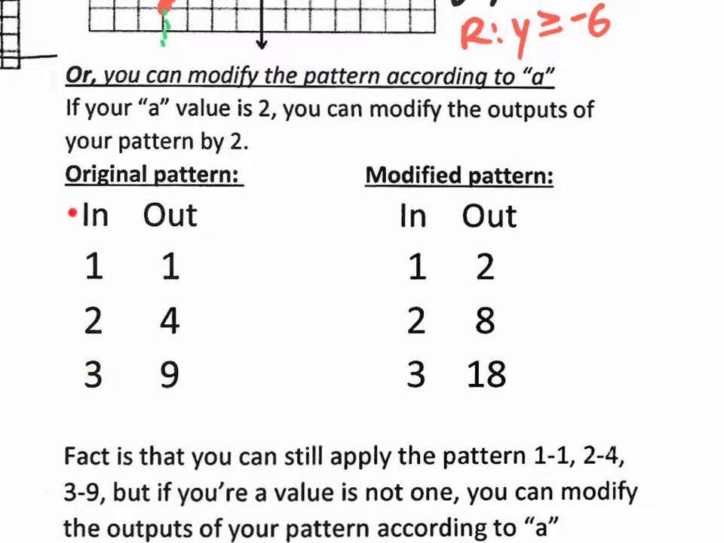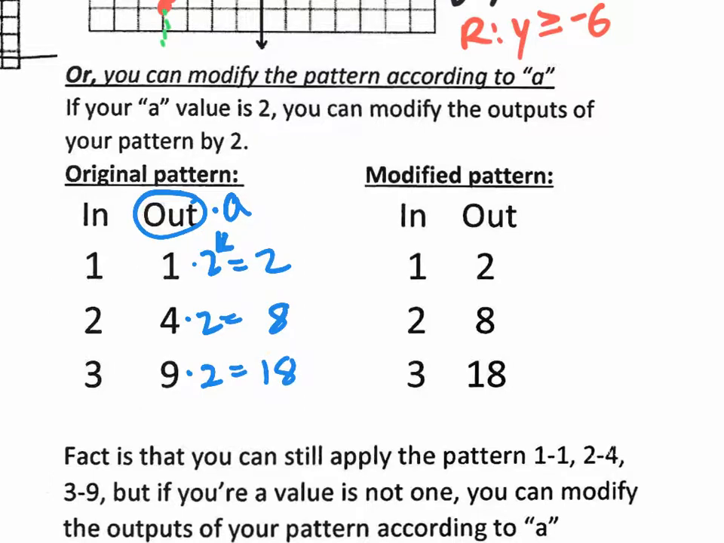So here's your original input-output pattern. Again, I'm going to explain: multiply the output by 2, multiply the output by 2, multiply the output by 2. It's kind of like taking your outputs and multiplying by your a value, right? Which happens to be 2 in this case. So again, 1 times 2 is 2, 4 times 2 is 8, 9 times 2 is 18.